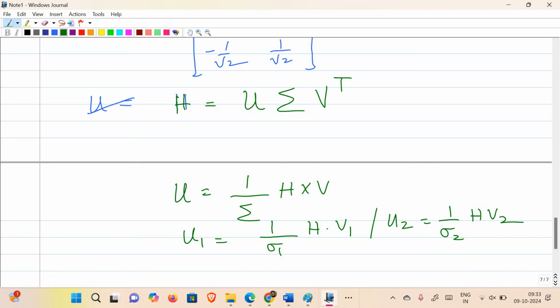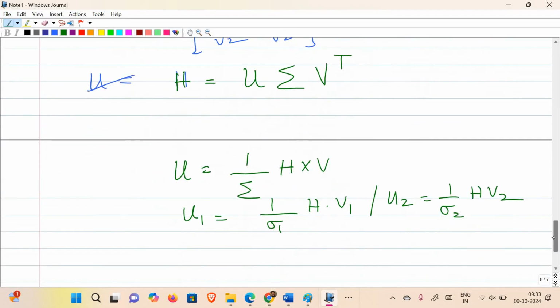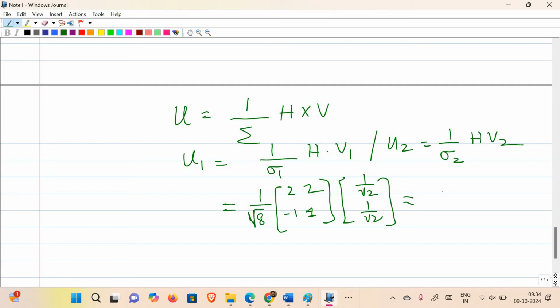Now V1 and V2 we already know because we have already defined them over here. This is my V1, this is my V2. So we substitute all together and get all the calculations done. Maybe I'll just write it down: 1 by square root 8, H is given by 2, 2, minus 1, minus 1, 1. V1 is given by 1 by square root 2, 1 by square root 2. And if you do all this calculation, it will come as 1 and 0.